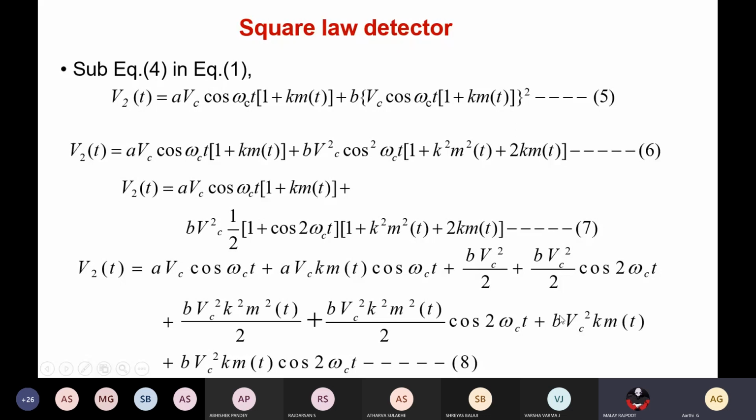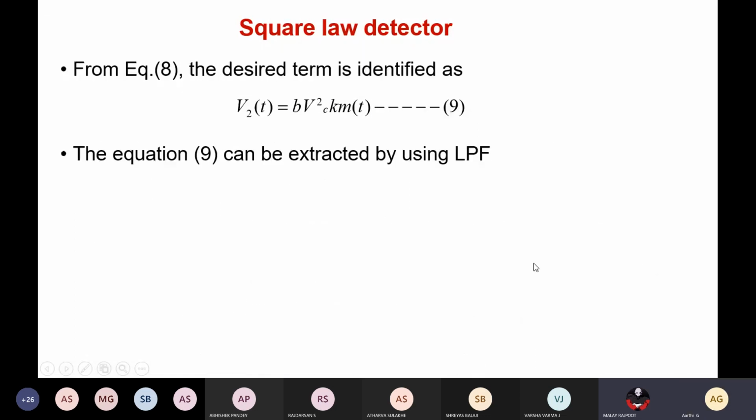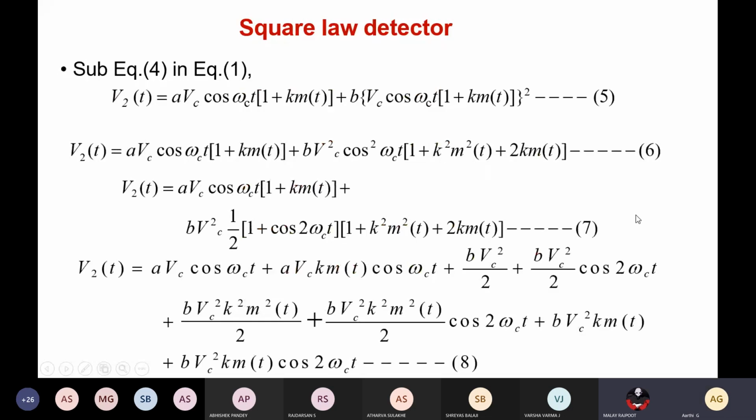After the low pass filter, it is going to filter only this term Vc square k into m(t). After passing this eighth equation, the output of the detector through a low pass filter, this is the desired term Vc square into k into m(t), the ninth equation. So even though we have the other terms, they are going to be filtered. So we will have only this term, the message m(t).